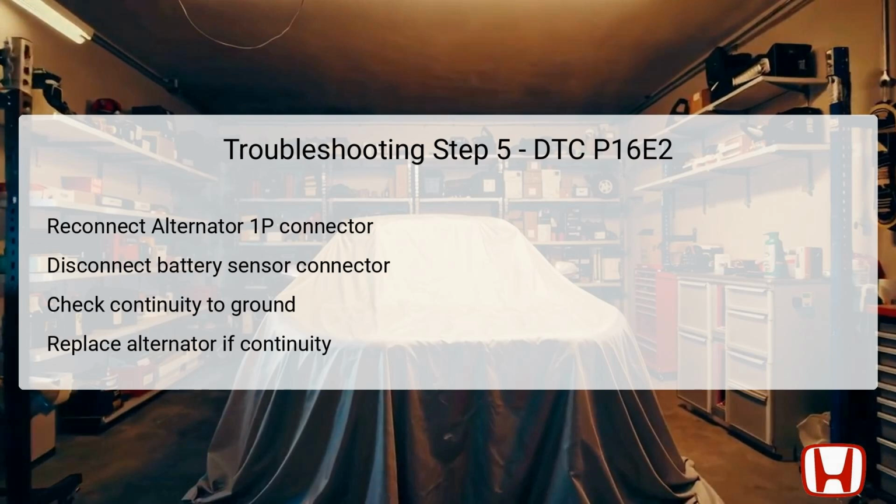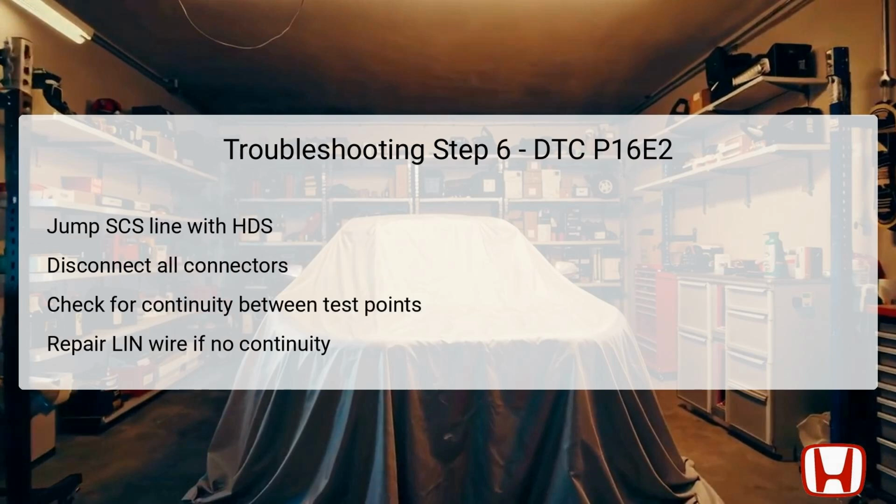Continuing with Step 6, reiterate the SCS jump with the HDS, enabling diagnostic checks to avoid any distractions. This time, disconnect all relevant connectors: the alternator 1P, the PCM connector A, 51P, and ensure that the 12-volt battery sensor connector remains disconnected. Next, check for continuity between test points 1 and 2, specifically the alternator 1P connector number 1 and the PCM connector A, 51P, number 26.